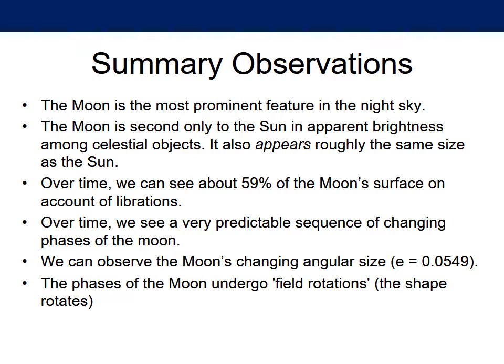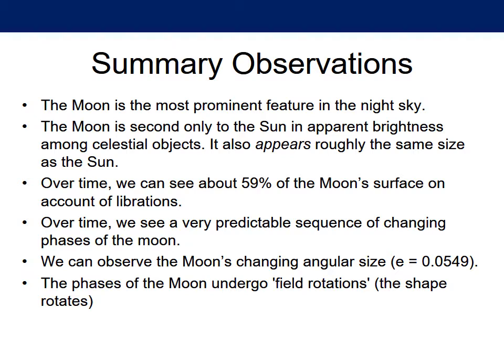In summary, the moon is the most prominent feature in the night sky. The moon is second only to the sun in apparent brightness among celestial objects. It also appears roughly the same size as the sun. Over time, we can see about 59% of the moon's surface on account of librations, although at any single instant, we can only see 50% of the moon's surface.